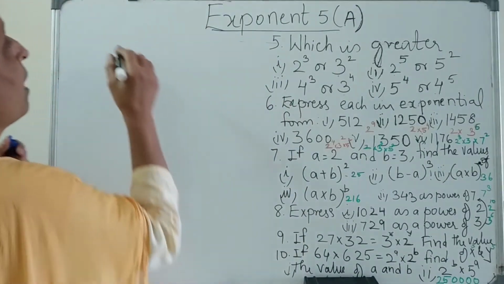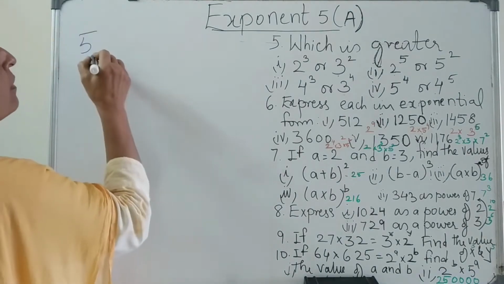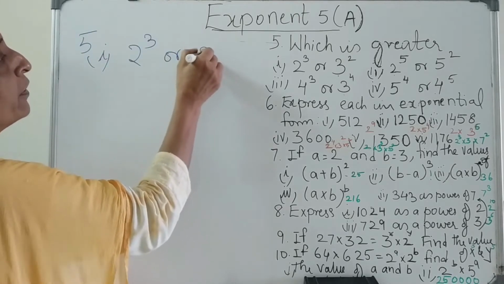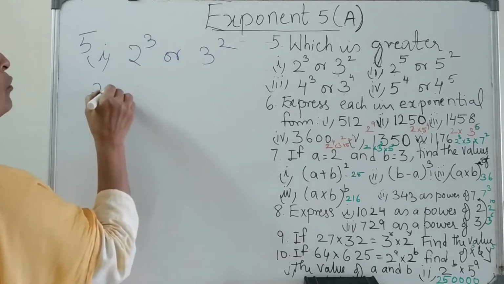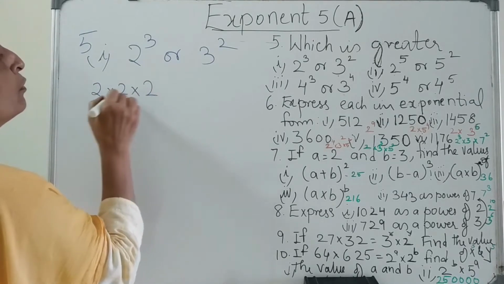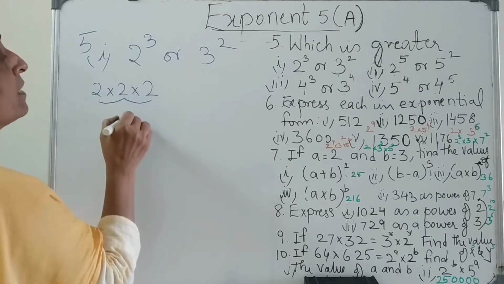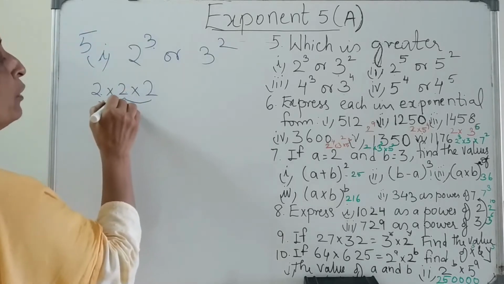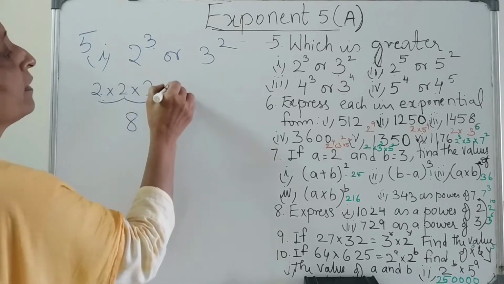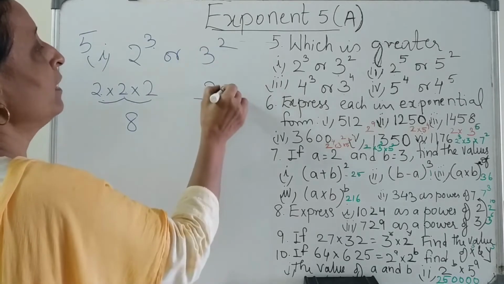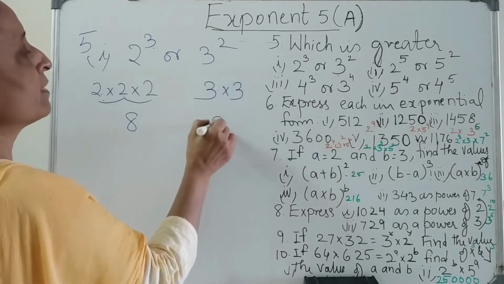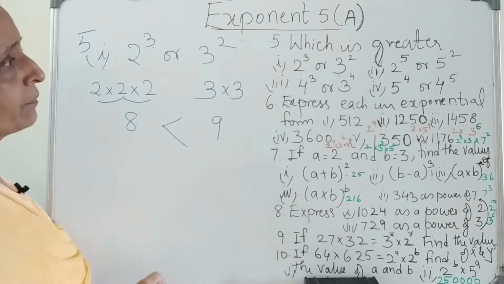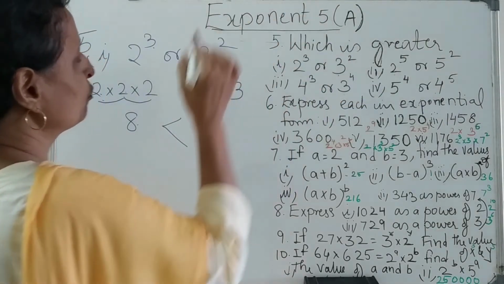So let us see how we can find it. First sum, whether 2 raised to 3 is greater or 3 raised to 2 is greater. So now 2 into 2 is 4, and 4 into 2 is 8. 2 into 2 into 2, 3 times. Here you have to find 3 into 3, which is 9. So which is greater, 8 or 9? 9 is greater. So here 3 raised to 2 is greater.